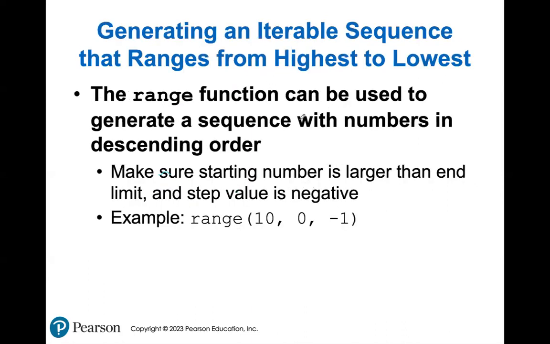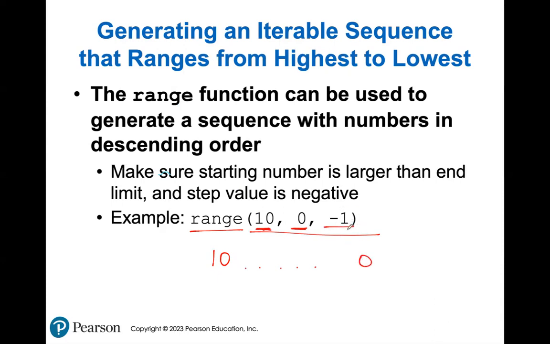All right, generating an iterable sequence. Yeah, so this is what I wanted to show you, how range works. So the first value that we have right here is the starting value. So we're going to start at 10, and then we're specifying the ending value. The ending value is 0. So we want our loop to run from 10 to 0, and this is the step value.